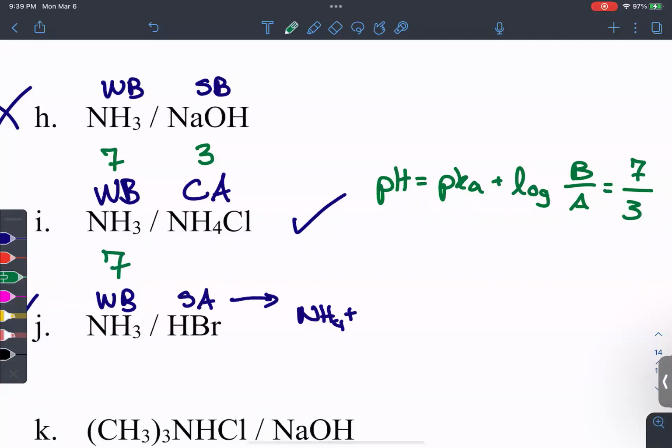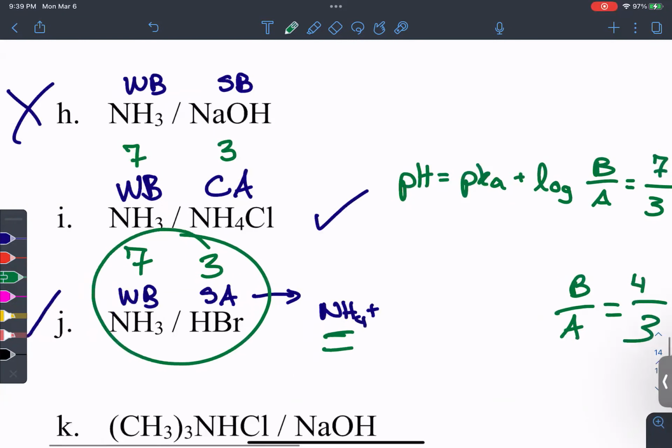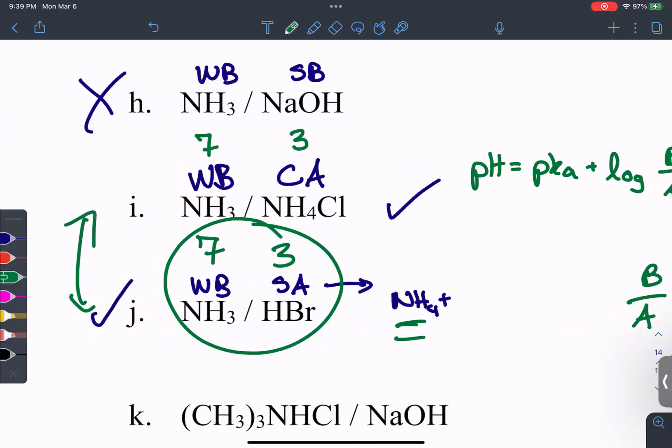But what if I have 7 millimoles of ammonia and 3 millimoles of HBr? What is my base to acid ratio here? When these two things react, how much weak base do I have left? Yeah, 4. And then how much acid NH4+ did I make? 3. So 4 over 3.